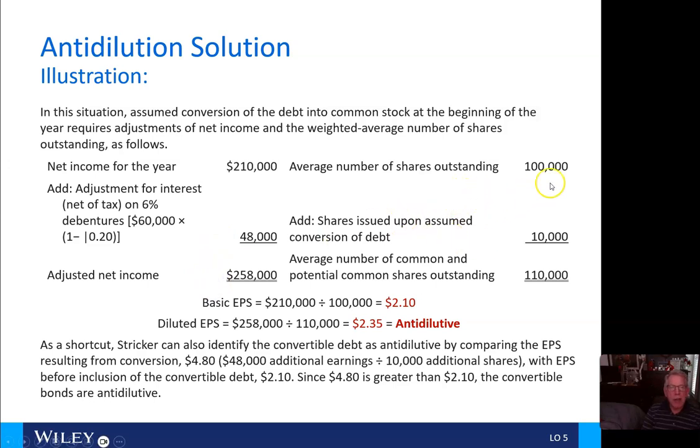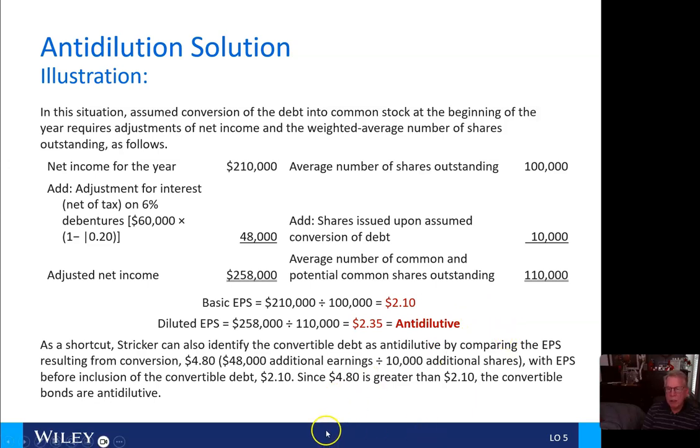Now, for the shares outstanding, we had 100,000 shares. We add the shares issued upon assumed conversion, which is 10,000 shares. So that gives us an average number of common and potential common shares outstanding of 110,000. And if we do that, our basic earnings per share hasn't changed at $2.10, but the diluted earnings per share of 258,000 divided by 110,000 is equal to $2.35, and that is anti-dilutive.